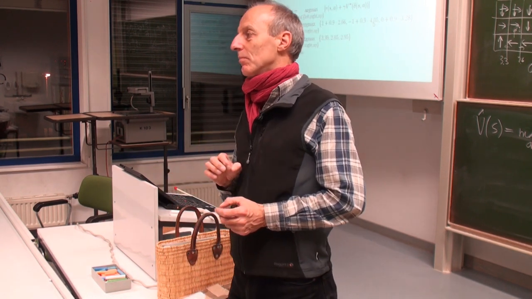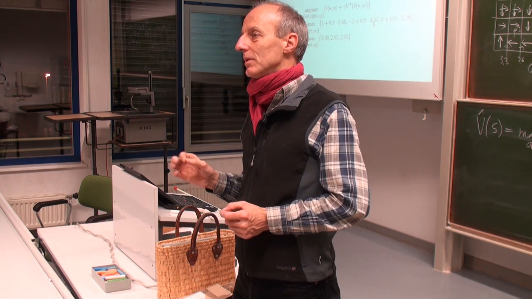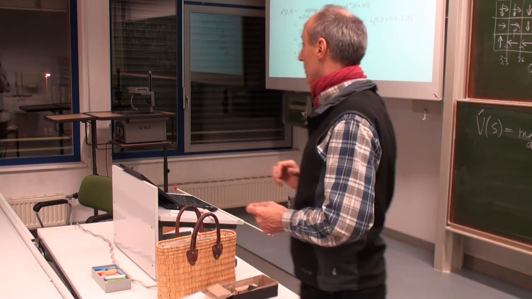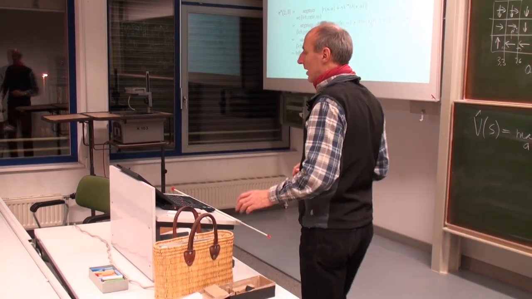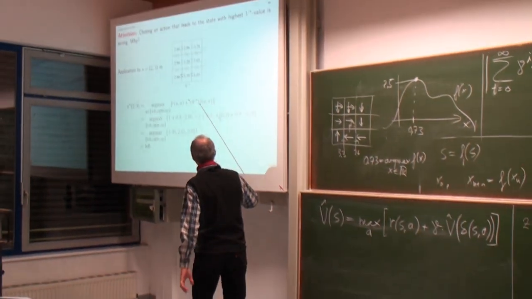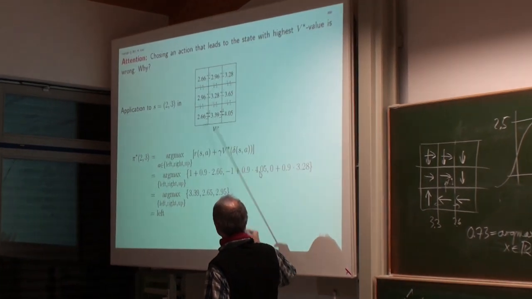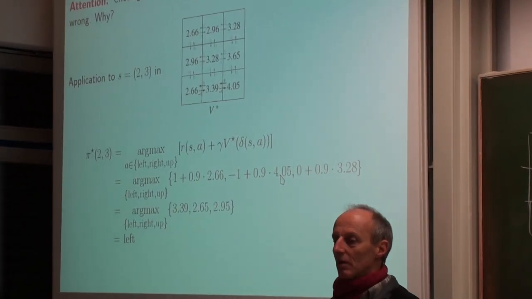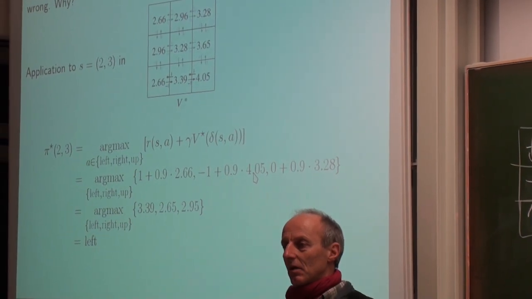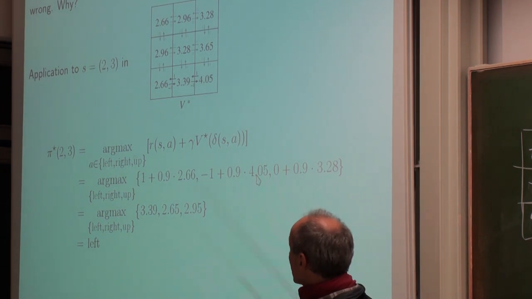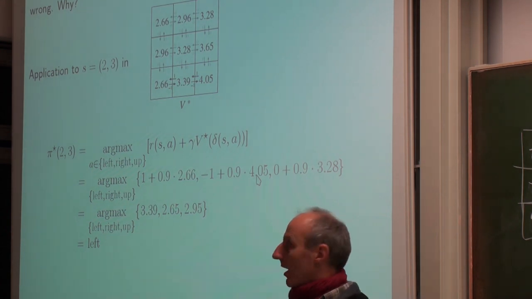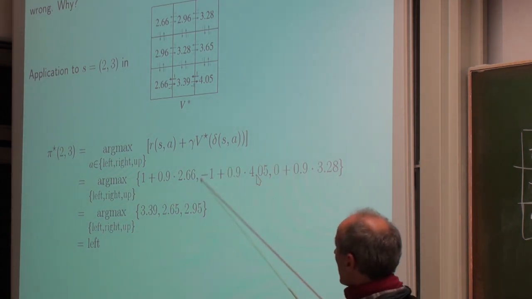If the world is so extremely simple that I do have a simple deterministic model of the world, then I can apply value iteration. Otherwise, this is not applicable, because I do this move right action, but I don't know in advance which will be the successor state. And if I don't know the successor state, then I can't get the value of the successor state, and I cannot apply this algorithm anymore.